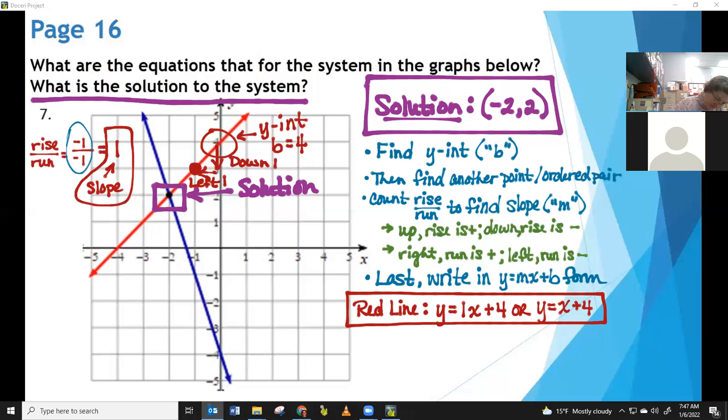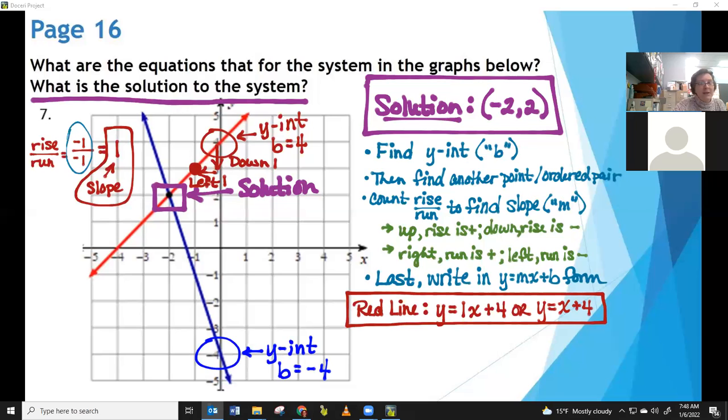-4. Thank you, Griffin. Y-intercept, so B is -4. All right. I need another point so that I can count between these.